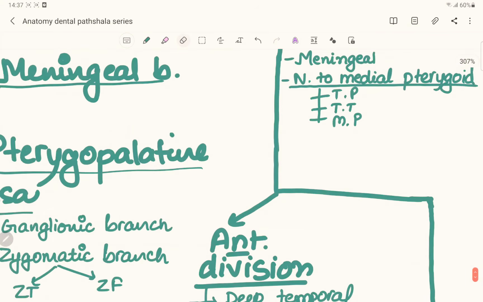So the nerve to medial pterygoid supplies the medial pterygoid muscle, as the name suggests. Along with that, it supplies the tensor veli palatini and the tensor tympani. Again, if you remember, these are derivatives of the first pharyngeal arch. So all these muscles, the tensor tympani, tensor veli palatini, and the muscles of mastication, are derivatives of the first pharyngeal arch. And if you remember, the nerve supplying the first pharyngeal arch is the mandibular division of the trigeminal nerve.